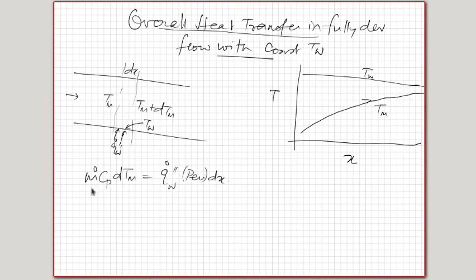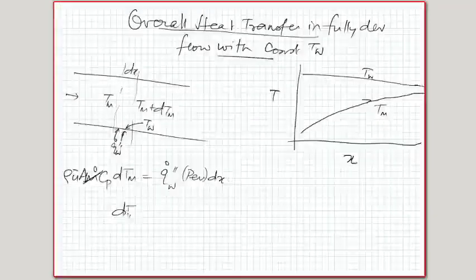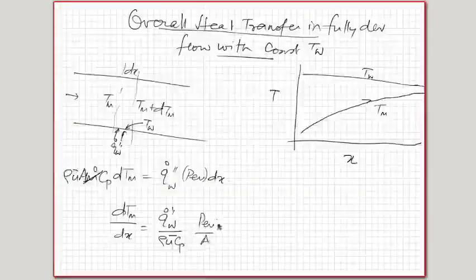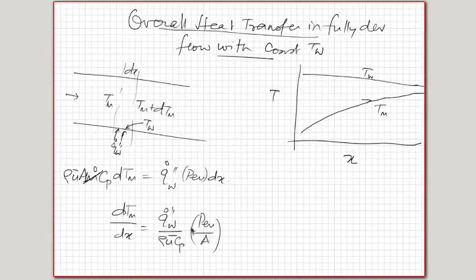So if I expand this, m dot would actually become rho u bar into area. So if I write this whole expression, I get dTm by dx is equal to Q dot double prime wall divided by rho u bar Cp, multiplied by perimeter divided by area. So this is your expression.